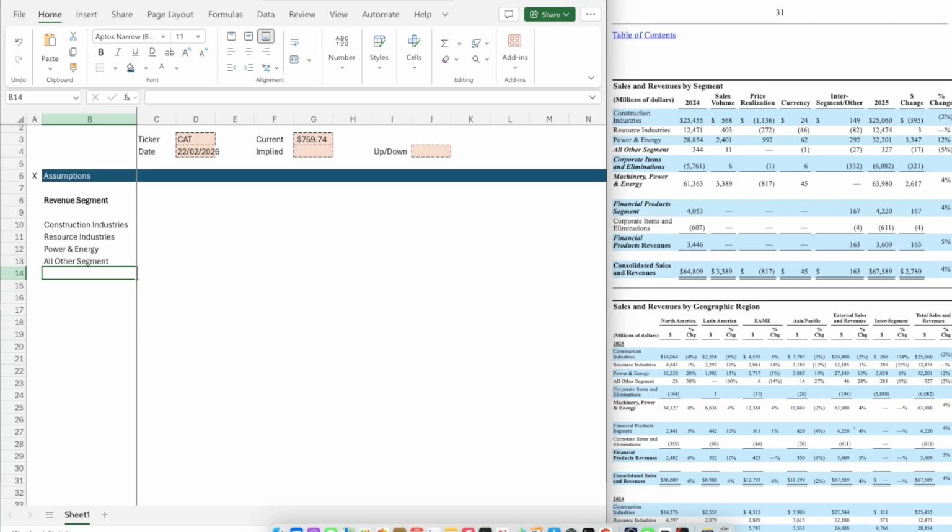Segment. But this one, corporate items. Elimination. For this one, instead of breaking these two down, we'll just go financial products revenue.